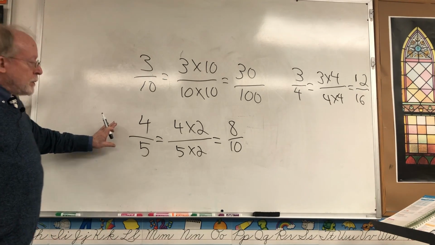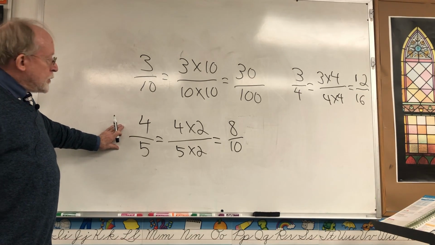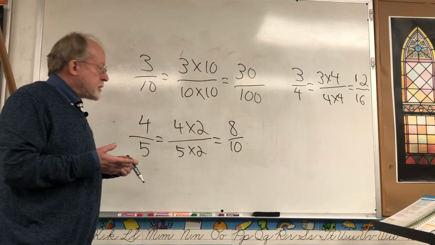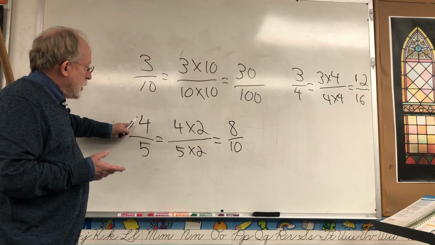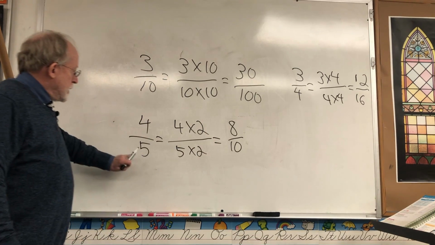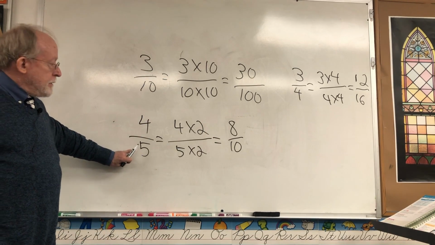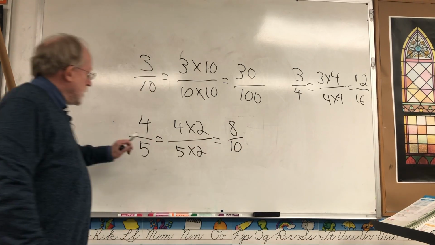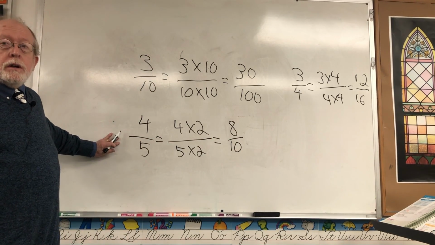In our second example, we have 4/5, and so what you do here is we're going to multiply by 2 to find an equivalent fraction. So we multiply the numerator 4 by 2, and that's 4 times 2 equals 8. And then the denominator, which is 5, 5 times 2 equals 10. So 8/10 is equal to 4/5.